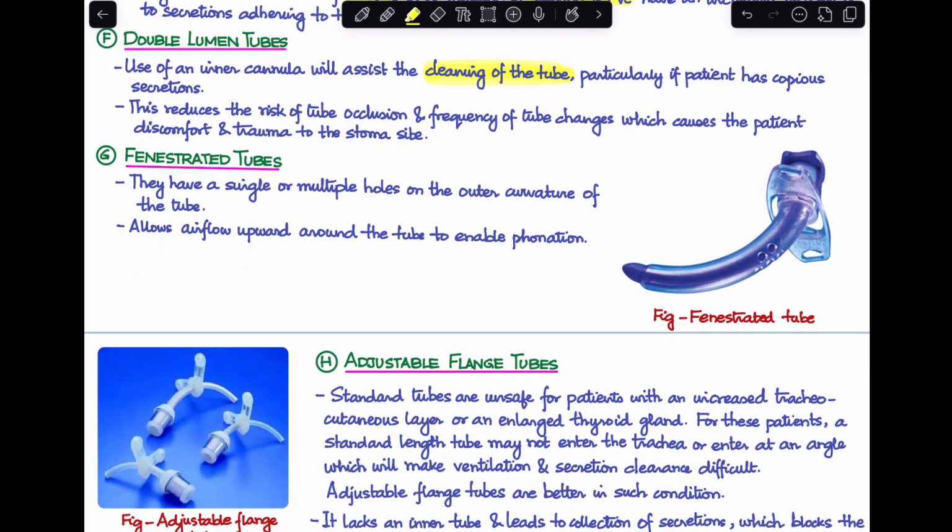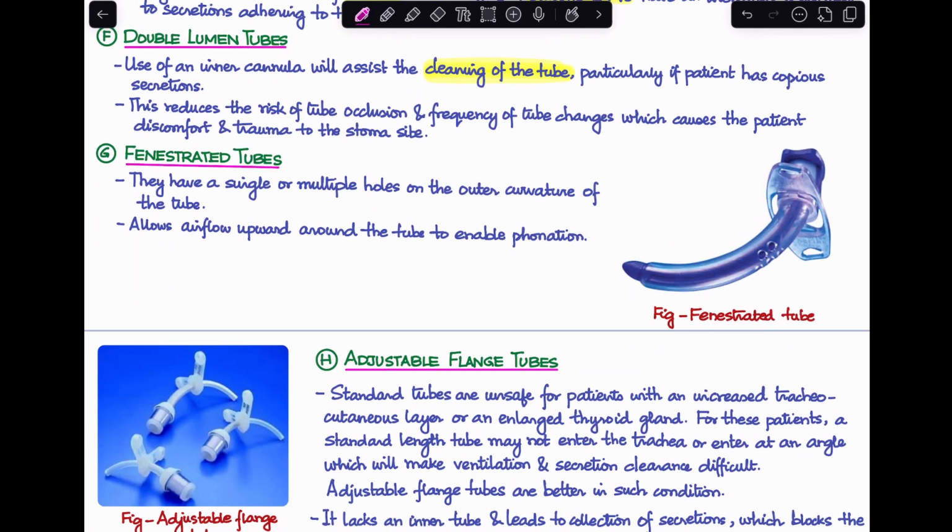Then we have fenestrated tubes. Fenestrated tubes, as I showed earlier, can either have a single fenestration. This image shows multiple holes, but you can also have a single hole. This hole is usually placed on the outer curvature of the tube. The purpose of this hole is to allow airflow upward around the tube so that it can enable phonation. So when you want the patient to speak, fenestrated tubes are required.